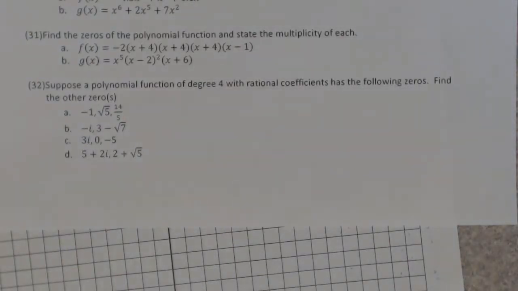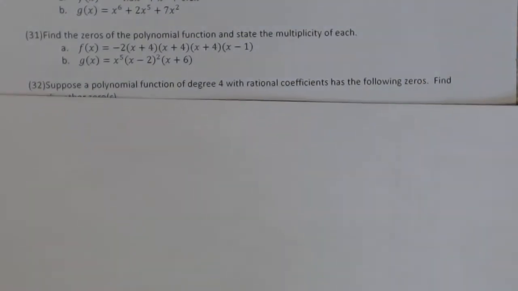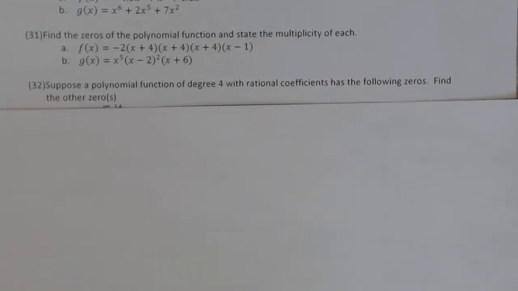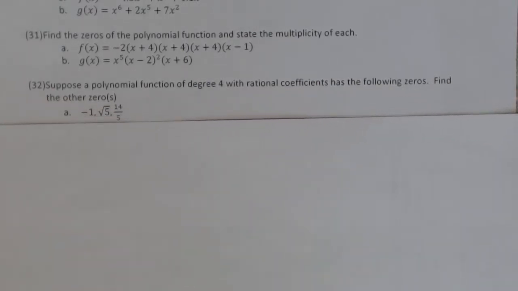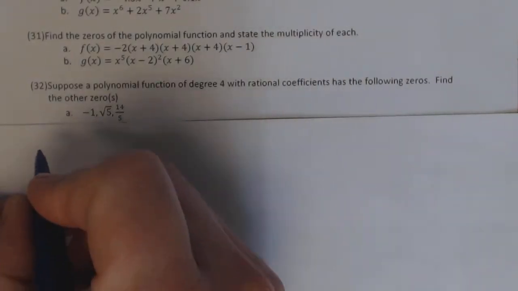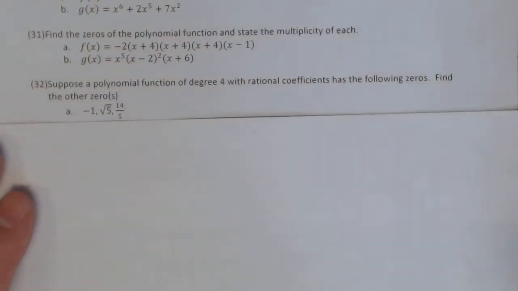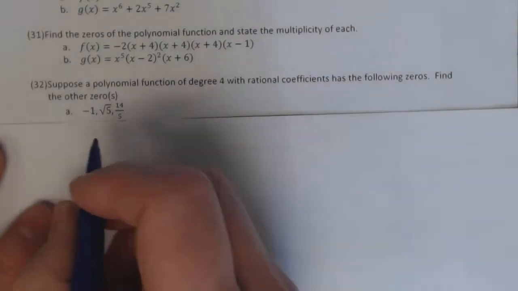All right, number 32. Suppose a polynomial function of degree 4 with rational coefficients has the following zeros. Find the other zero, or zeros. So in part A, they say that there are 3 zeros given. So you have 3 zeros, but now it's degree 4, so there should be one more 0 to account for.